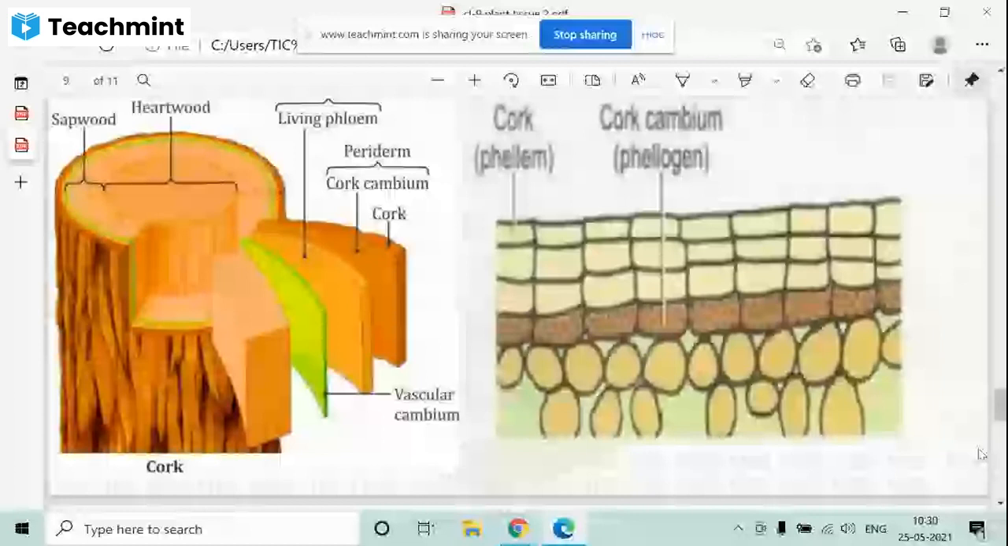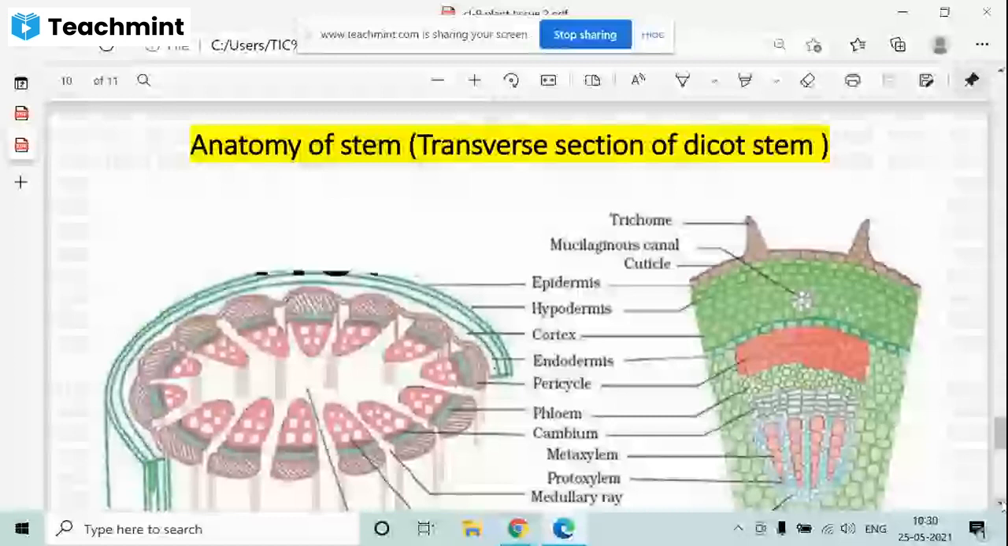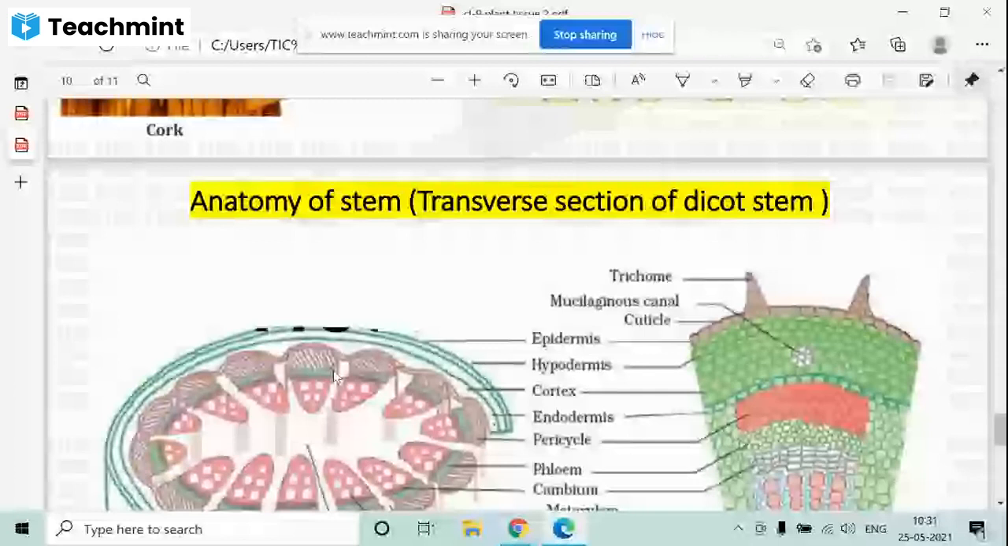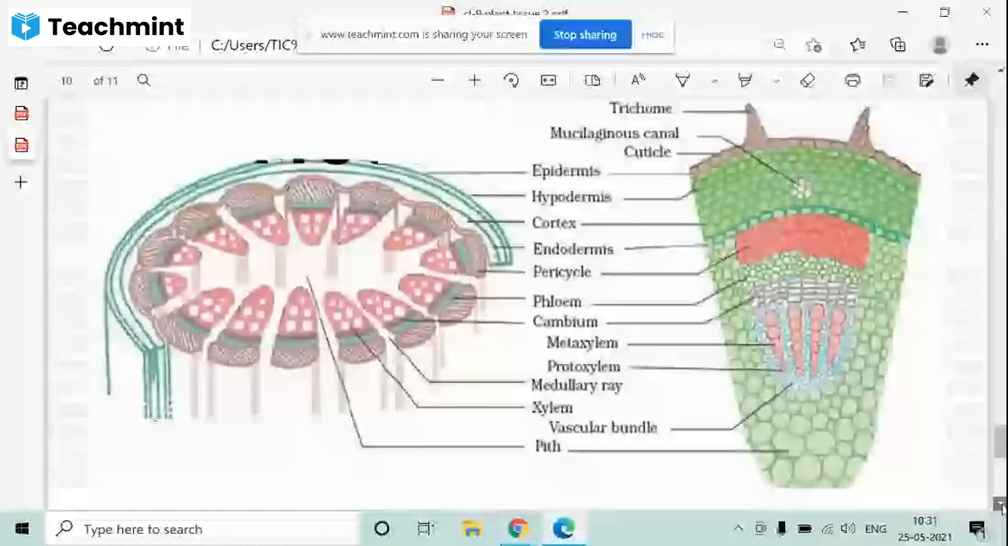Let us see this anatomy of the stem. This is there in a textbook. I'll take one more minute. Anatomy of the stem. This is a dicot stem. This is cut in a horizontal manner, horizontal, not vertically. If you take a section of the stem, this is the tissue arrangement inside it. Got it? Now you just see here from the bottom.